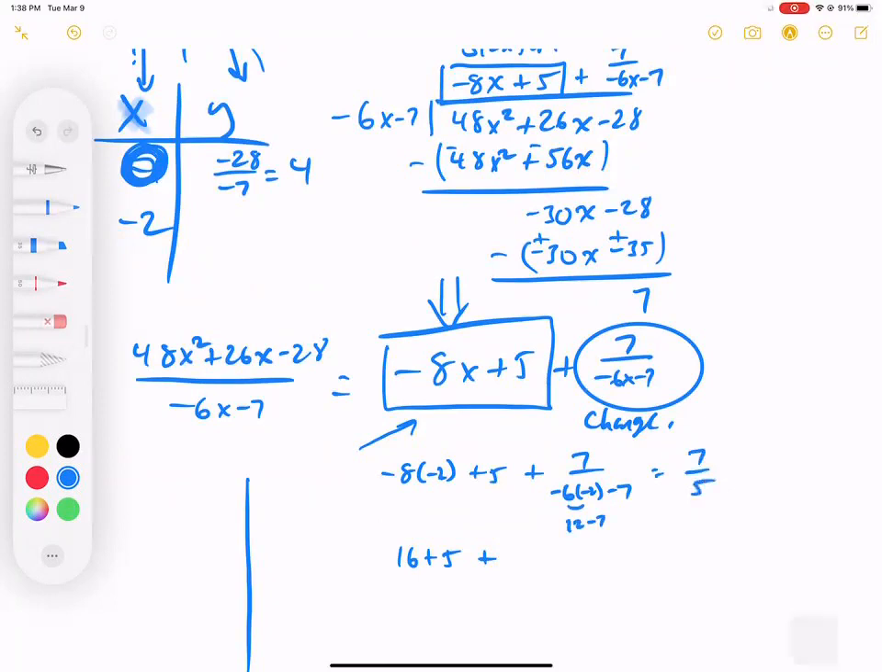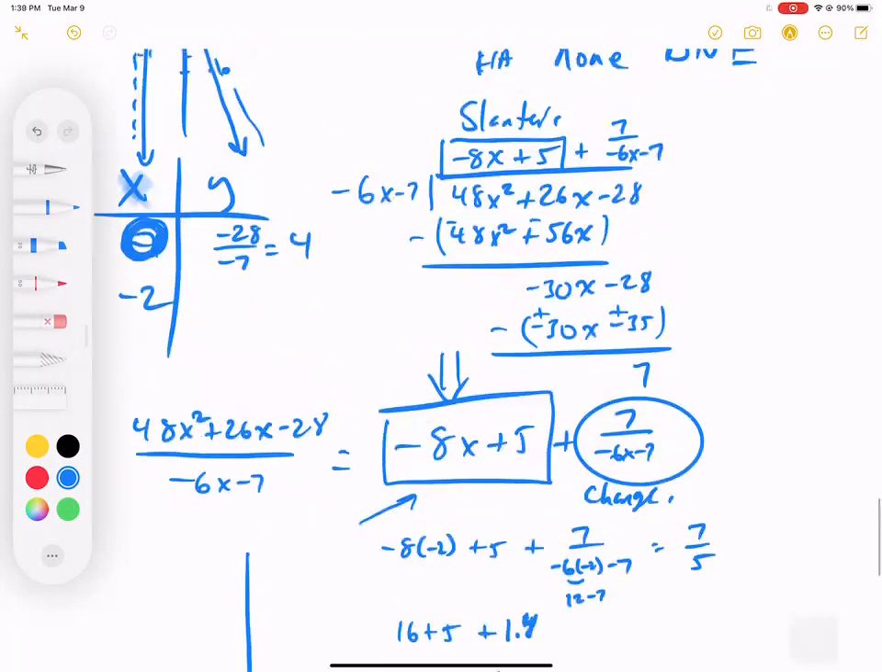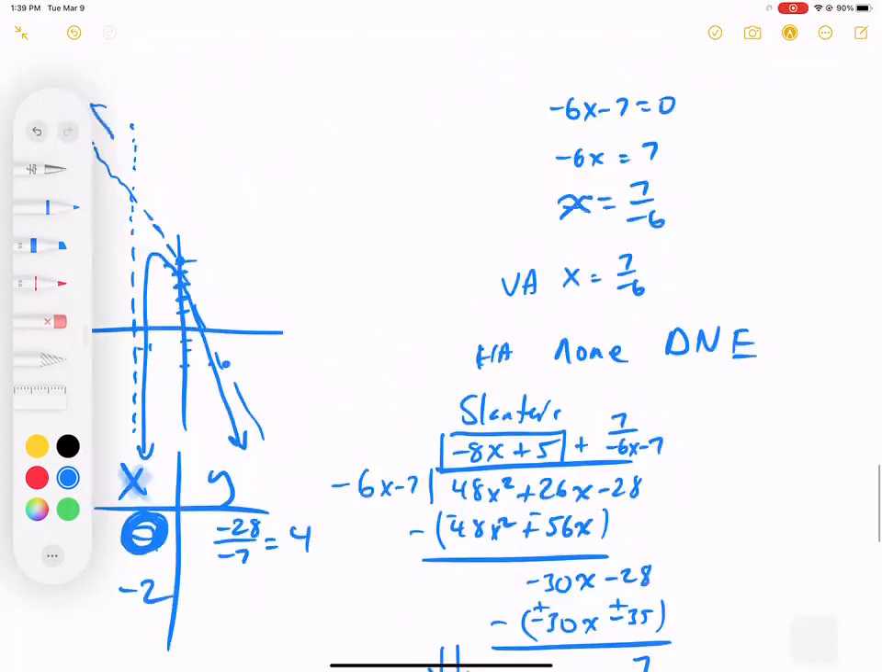Hey, 7 over 5 is like 1 point something, isn't it? So let's call that 1.4. So we add this up, 21, 22.4. And that looks like a pretty big number. So I'm feeling like we are stuck above this line. We're going to be stuck up here.